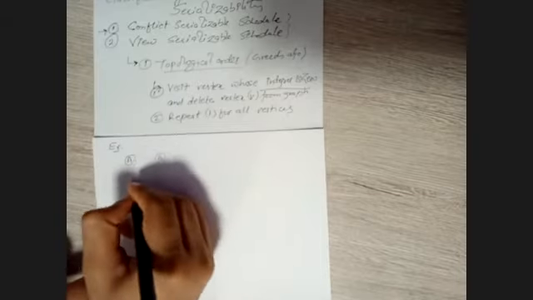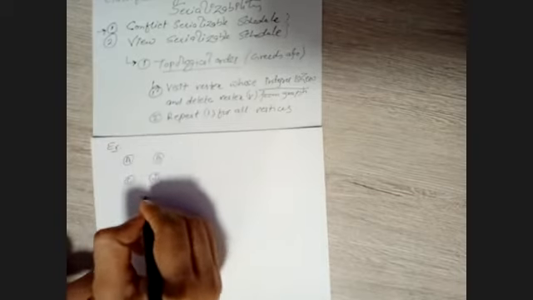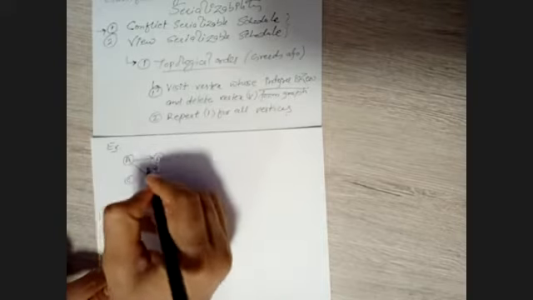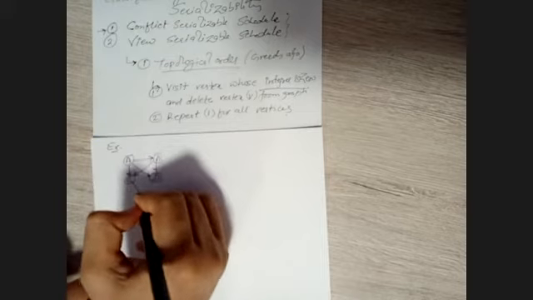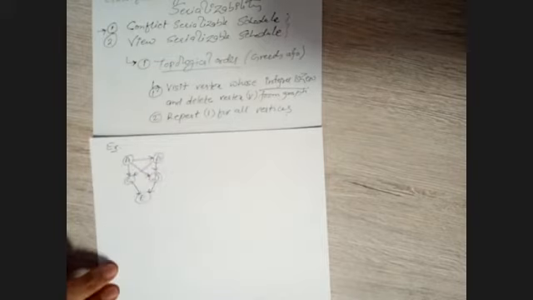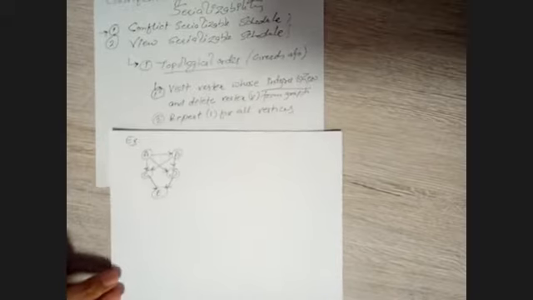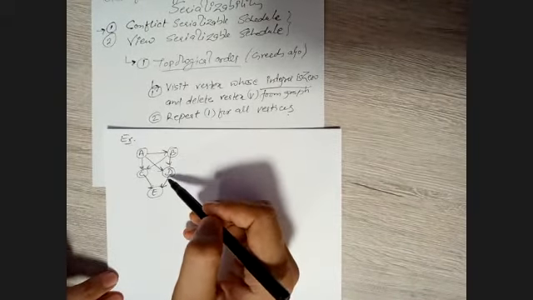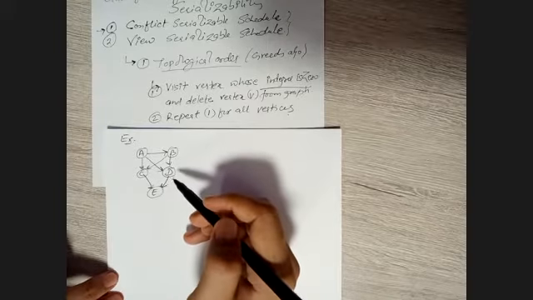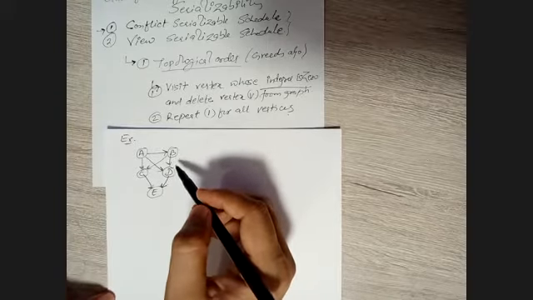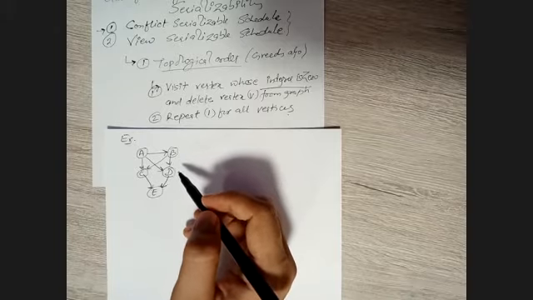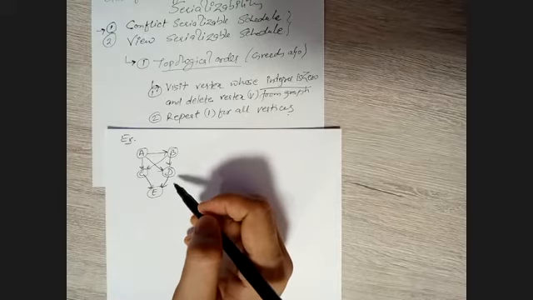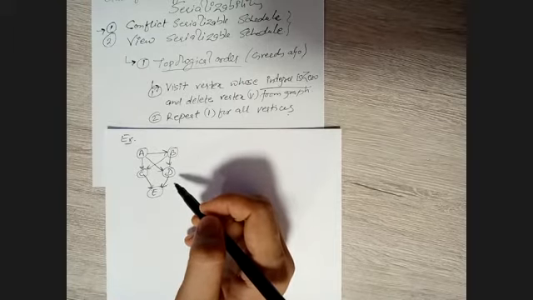Let me take some vertices, and in this way let us take the edges, right? So we have a graph A, B, C, D, E, 5 vertices. So identify that vertex in which in degree is 0. So understand, for a vertex we have two types of degree: one is in degree and the other is out degree.